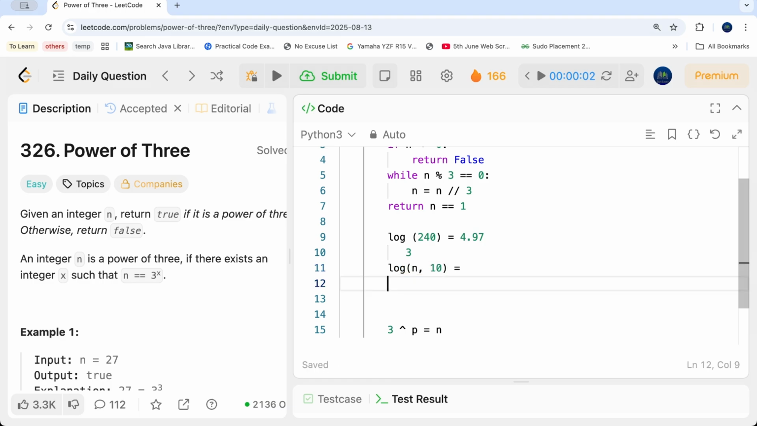It depends upon the implementation in the programming language. But if you do not have this functionality to find the log of a number n with the base of b, then you can use the mathematical formula, which is log of a number n with the base of e divided by log of the number b with the base of e.